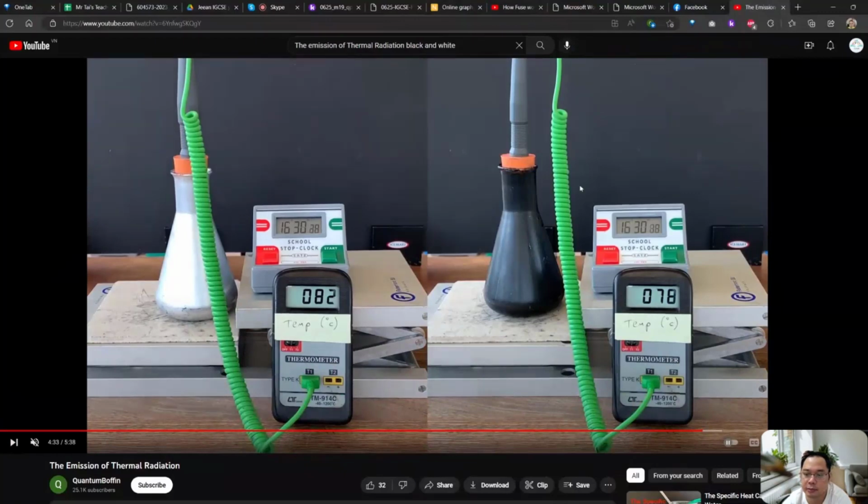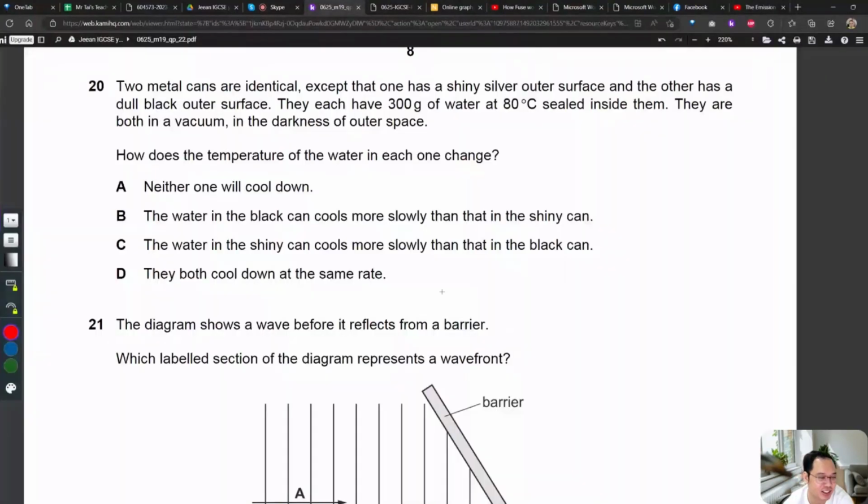After a certain time interval, the temperature of the hot water in the black bottle will be lower than the temperature in the white bottle, because the dark black color emits thermal energy faster than the white color. You forgot it, huh? Only a few days ago. The answer is the water in the shiny can cools down more slowly than in the black can. Also, a dull, rough surface emits thermal energy faster than a shiny and smooth surface. But when making things like a car, we do not want our car to be dull and rough; we want it smooth and shiny.